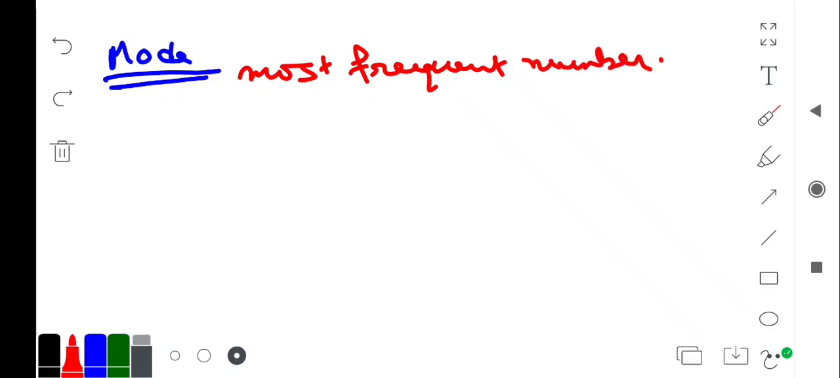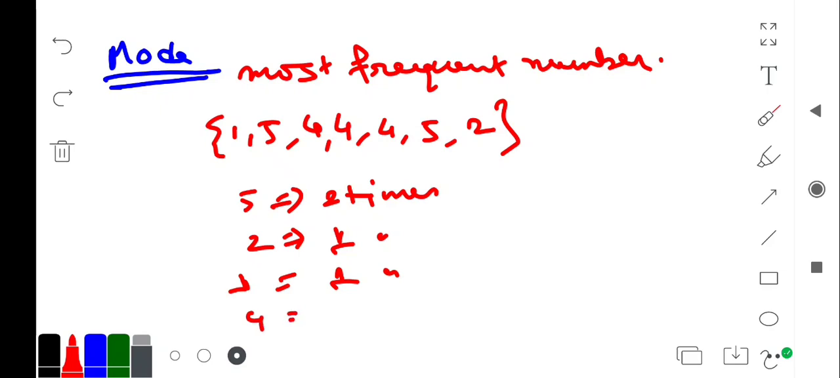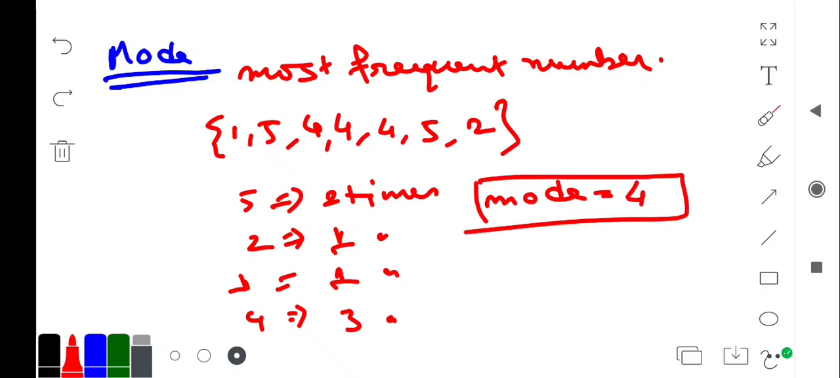Suppose there is given 1 5 4 4 4 5 2. So 5 comes 2 times. 2 comes 1 time. 1 comes also 1 time, but 4 comes 3 times. So the most frequent number is 4. So mod will be 4. Okay, the most frequent number is termed as mod, because 4 comes 3 times. So 4 is the mod value.